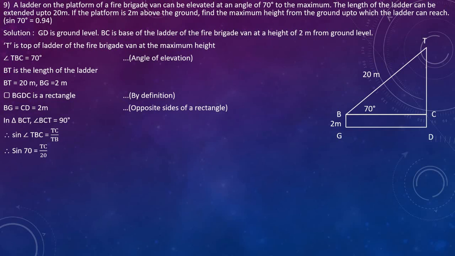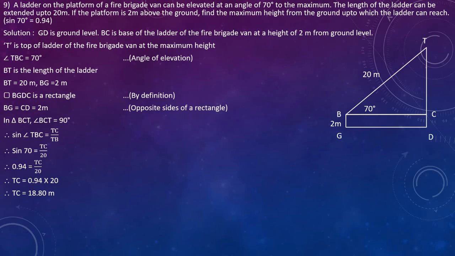So sine of angle TBC is nothing but sine 70 degrees. So therefore sine 70 is equal to TC upon 20. So therefore 0.94 is equal to TC upon 20. Therefore TC is equal to 0.94 into 20. So therefore TC is equal to 18.80 meters. So we got half the height.